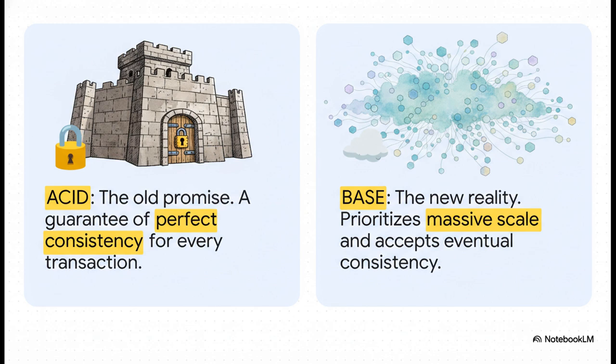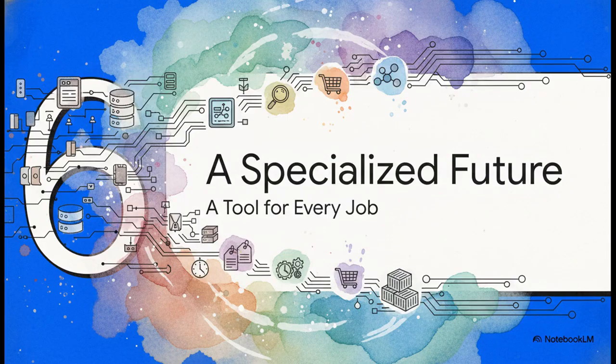But for web giants like Google and Amazon, that perfect consistency was just too slow. So they proposed a new deal, a new philosophy called BASE. They decided to prioritize speed and massive scale over perfect instant consistency. They accepted the data might be out of sync for a split second. This idea, eventual consistency, was the spark that ignited the whole NoSQL movement. And that fundamental trade-off, that brings us right up to the modern era. The idea of one single, all-powerful database that can do everything, well, that idea is dead.